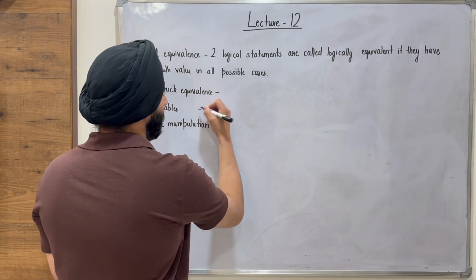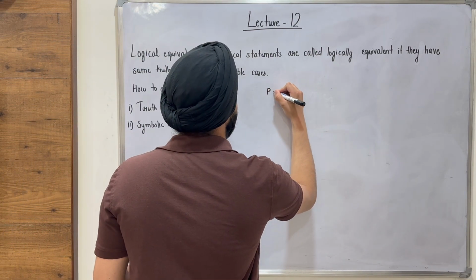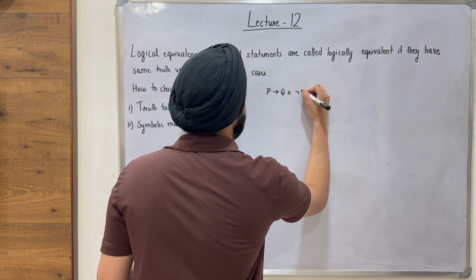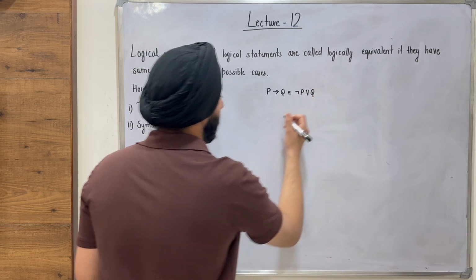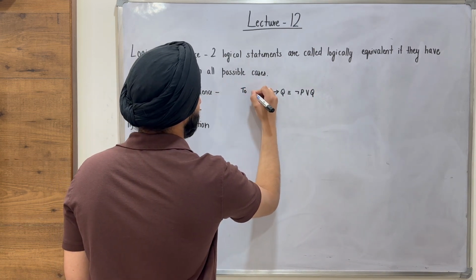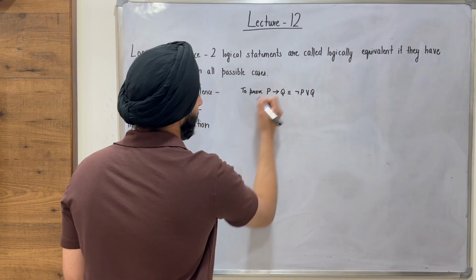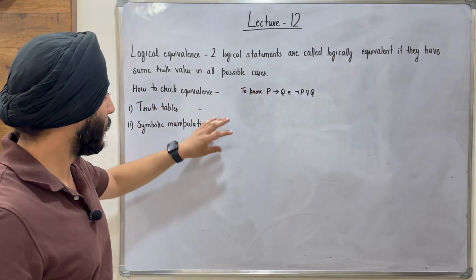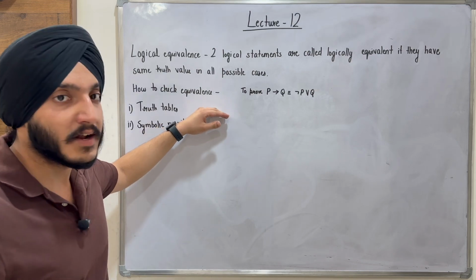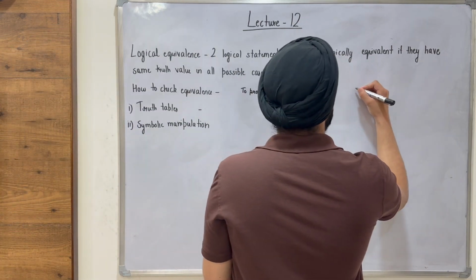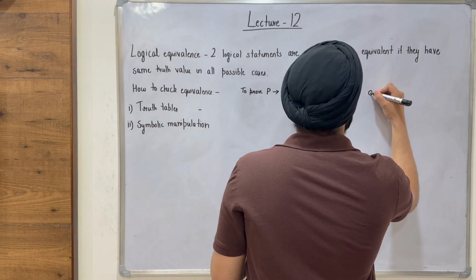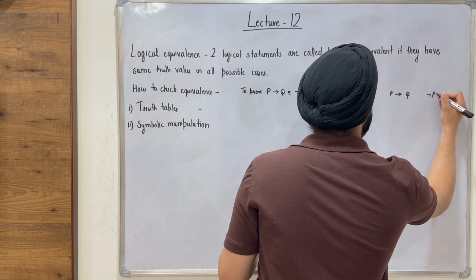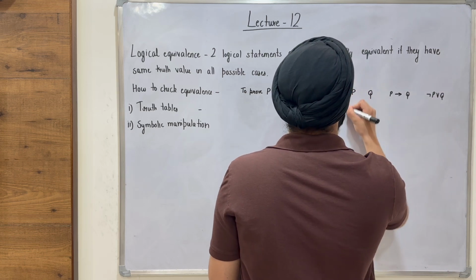So for the truth tables, let's say I need to prove that P then Q is equivalent to negation of P or Q. Let's say I need to prove this point, right? That both these equations are equivalent. So what I can do is I can use the truth tables that I have, which is I'm going to draw P, Q, P then Q, and negation of P or Q, right?